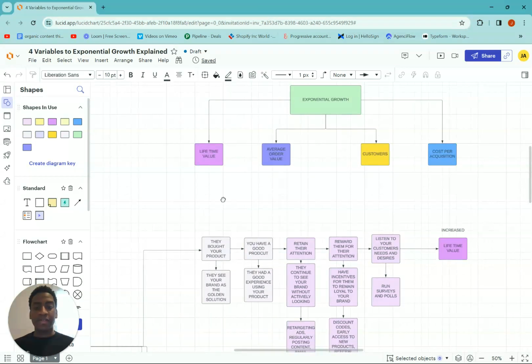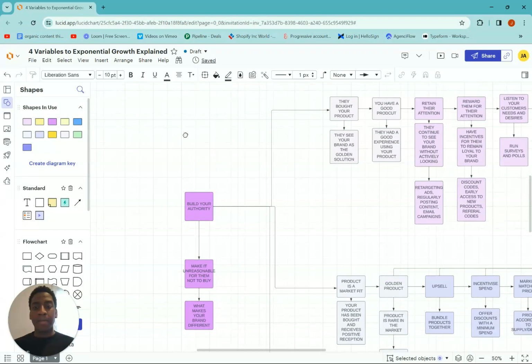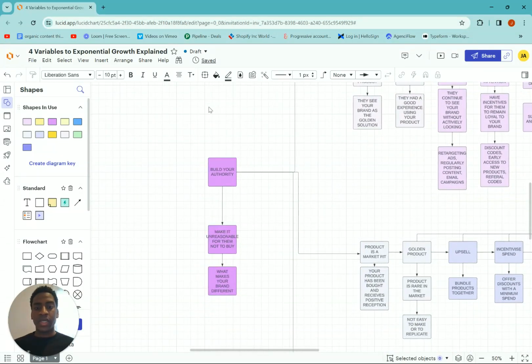So let's start with lifetime value, but it all starts here. Building your authority. You want to make it unreasonable for someone who's interested in skincare or who needs your product not to buy from you. You want to make sure that your brand is different from other skincare brands, because there's so many skincare brands out there.